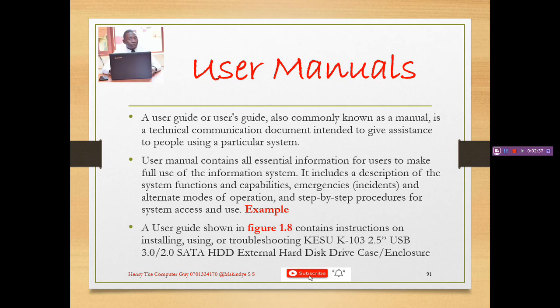So they're saying that a user guide, shown in figure 1.8, contains instructions on how to install, use, and troubleshoot the KESU K103 USB 2.0 3.0 SATA HDD. HDD is the hard disk drive, and it is going to be external. That means that we shall use it outside our computer. We connect it outside the computer, then we can access it from our computer. We continue.